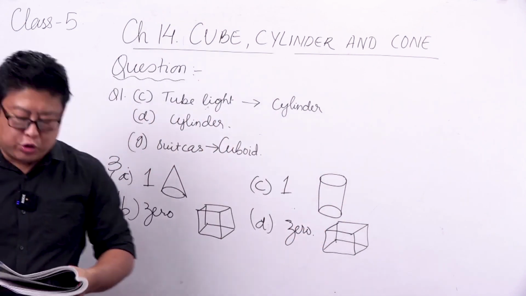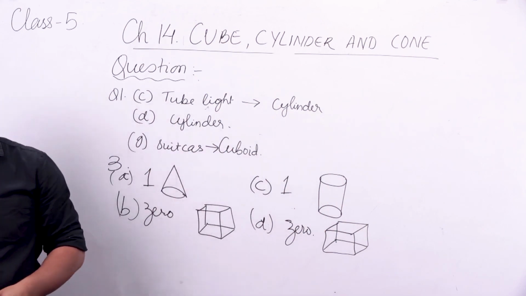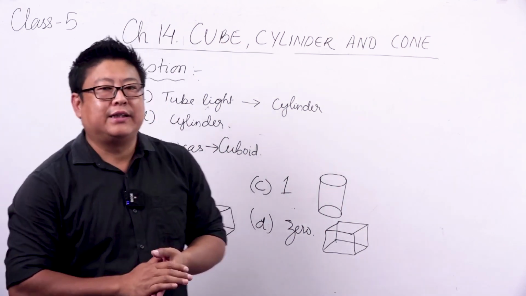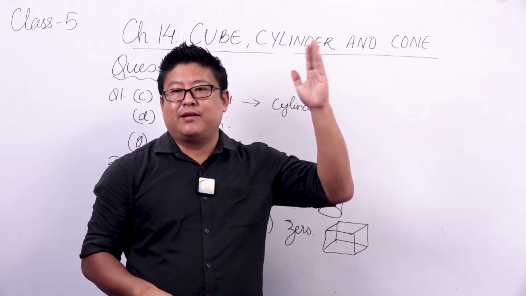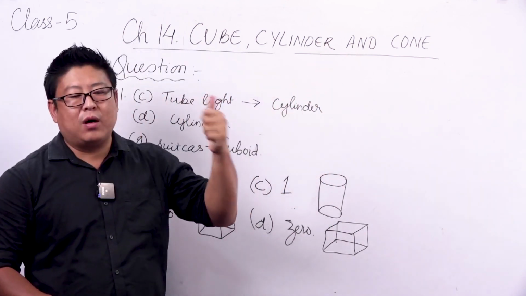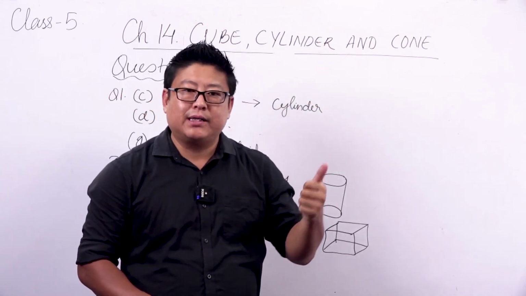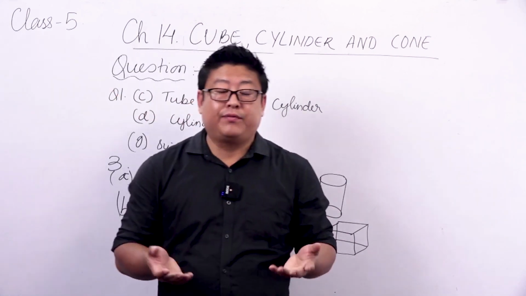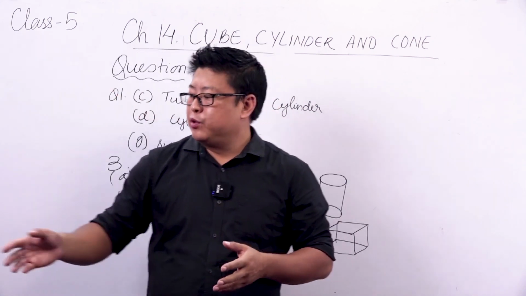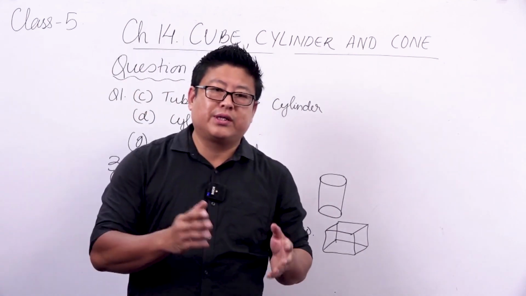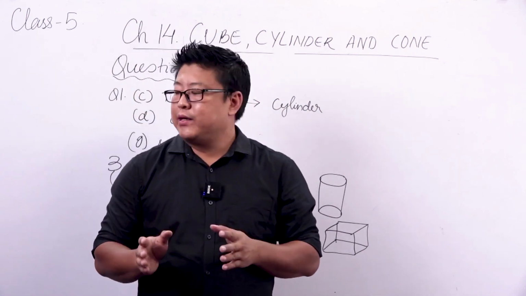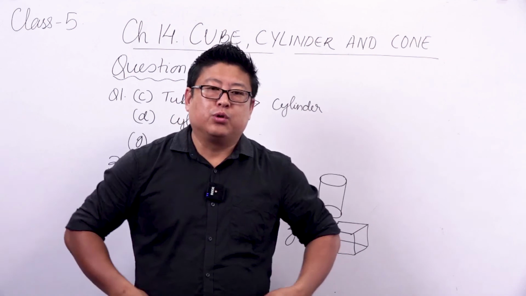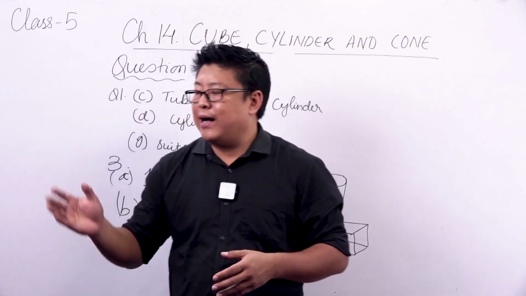Okay, children? So with this, we come to the end of this chapter. This is all about cube, cylinder, and cone. And we learned one more additional solid shape, that is cuboid. All right? And I hope you will try question number 4 at home. It's just choose the correct word. Everything you'll find in the textbook itself. So please go through the textbook and try to answer the questions.